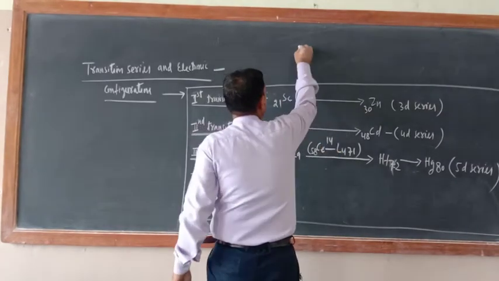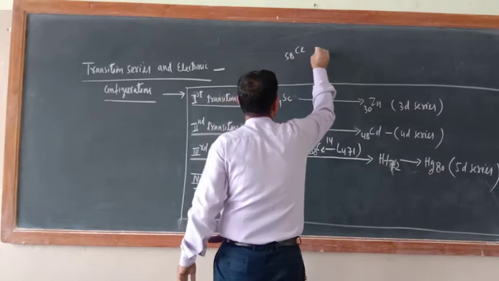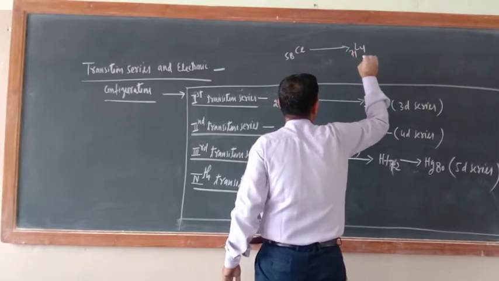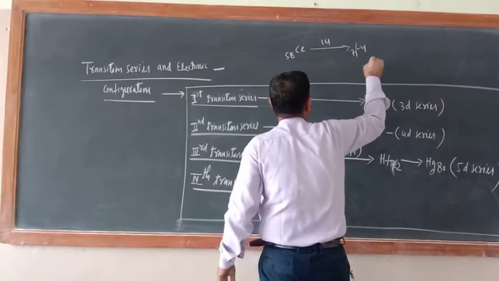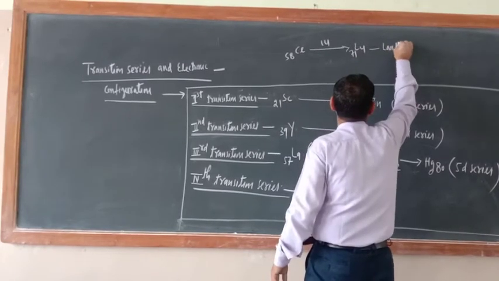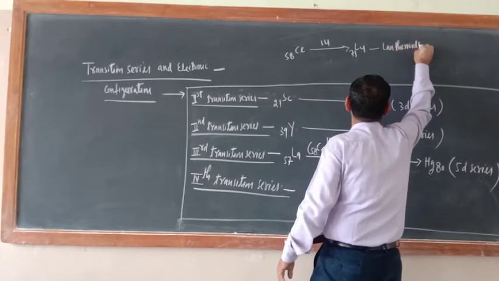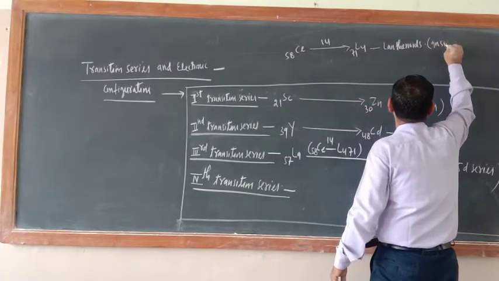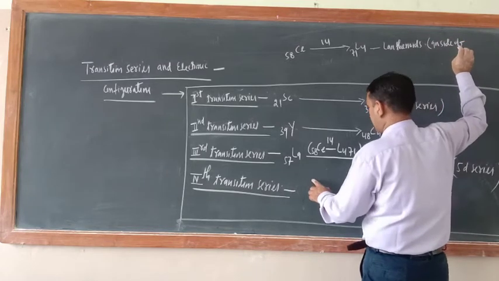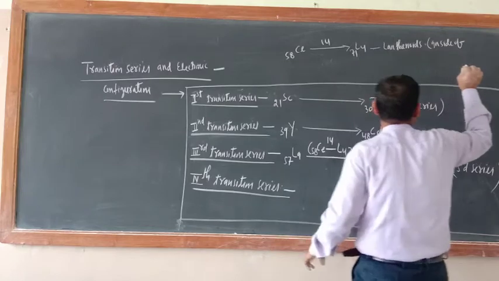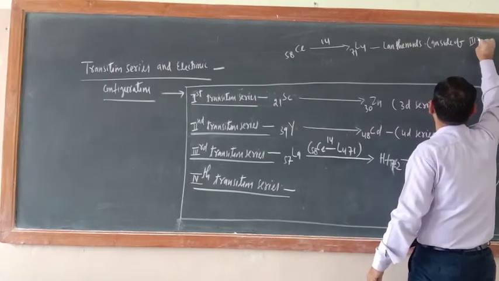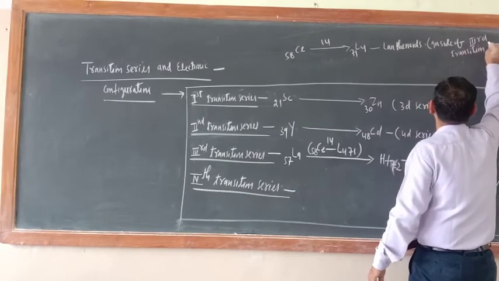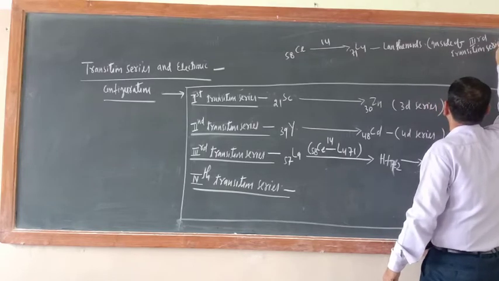Now try to understand these elements which are left out here. The gap is there. Remember, Ce 58 to Lu 71. These 14 elements are known as lanthanides. And where are they found? Inside of the third transition series.